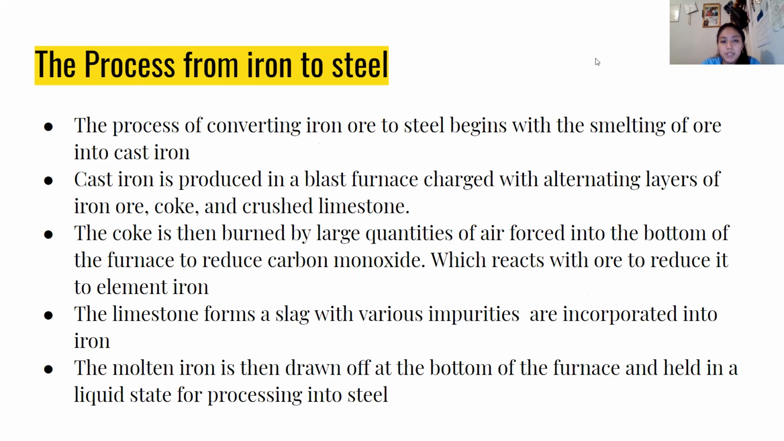Cast iron is produced in a blast furnace charged with alternating layers of iron ore, coke, and crushed limestone. The coke is then burned by large quantities of air forced into the bottom of the furnace to produce carbon monoxide. This later reacts with the ore to reduce it to the element iron. Limestone forms a slag with various impurities that is later poured off the iron.